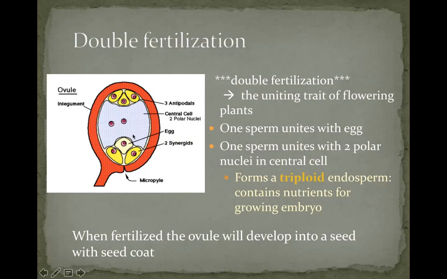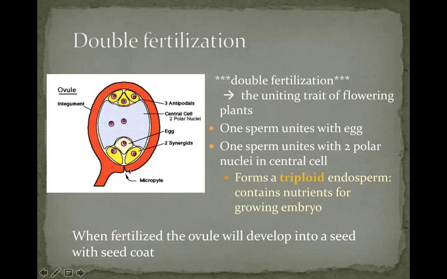used. So one of the sperm is going to unite with the egg, undergo fertilization, and produce a new embryo. The other sperm cell is going to unite with the 2 polar nuclei in the central cell and form a triploid endosperm, so a 3N endosperm. This endosperm is going to be the nutrients for the growing embryo. You can think of this as the food supply for that embryo. If you think back to the gymnosperms, it was the female gametophyte, which was just haploid, that acted as the food tissue for the embryo. Now in angiosperms, the food tissue is triploid, so 3 copies of the genome.